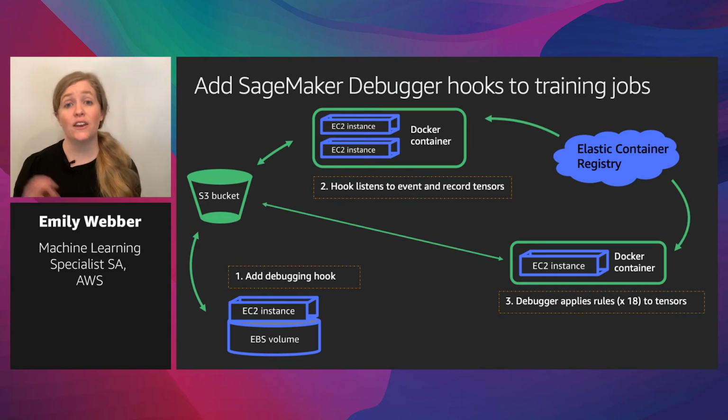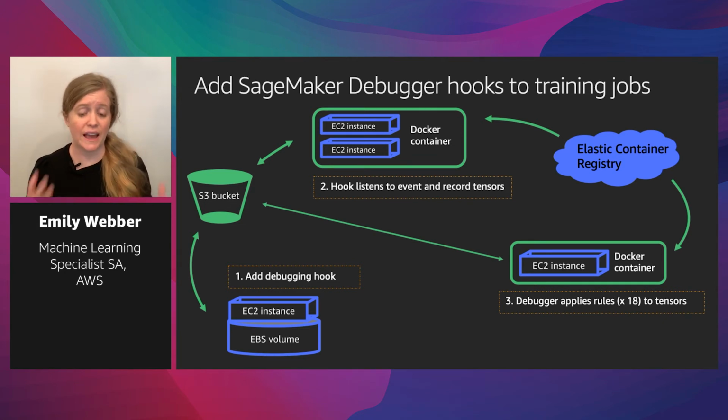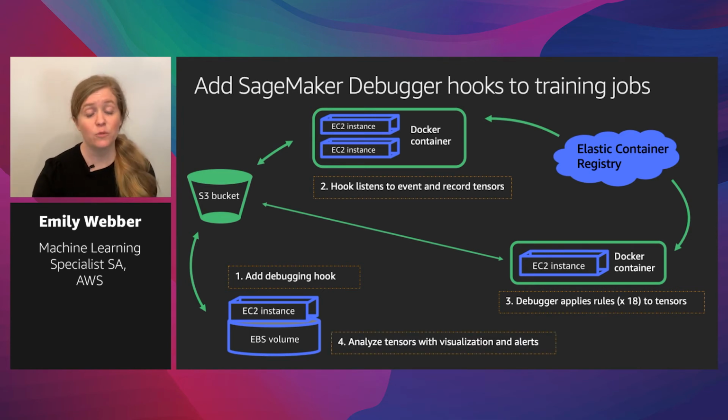Then a new instance is going to come online. And this new instance is actually applying rules. So it's going to apply rules like vanishing gradients, exploding gradients, loss not decreasing. It can analyze your feature importance. There's a whole host of solutions that come out of the box. Then we're going to download those results to our local development environment, again, Studio or notebook instances, and then we can analyze them. We can plug those tensors into visuals and get some pretty compelling options.